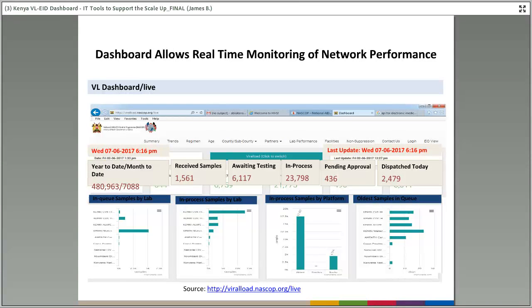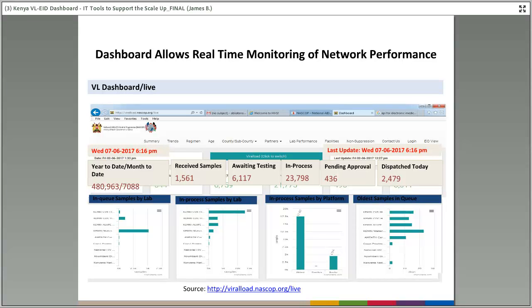Again, because we're having challenges with the labs and monitoring them, we created what we call the viral load dashboard, or EID dashboard live. In here, we're able to see in real time what is happening in the lab at that moment. So it's real-time monitoring. We're able to know what the lab is testing, if they have samples in process, if they have samples which are tested but not yet approved by the lab manager, and if they have backlog. So we monitor that, and we're able to see all our 8 labs.